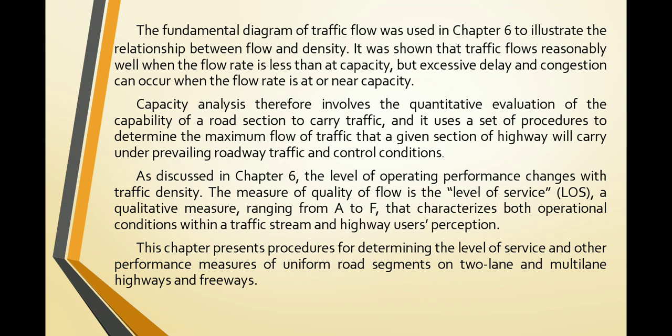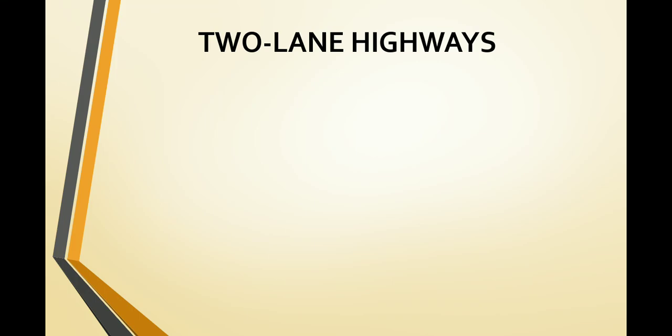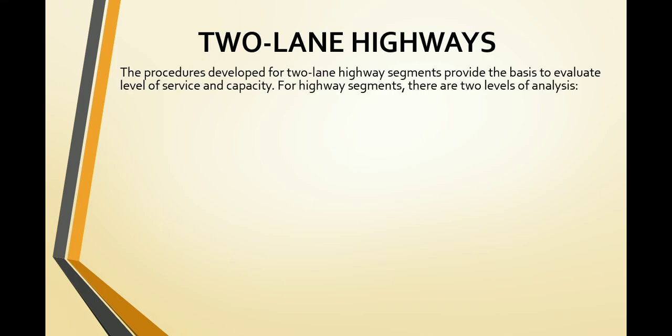This chapter presents a procedure for determining the level of service and other performance measures of uniform road segments on two-lane and multi-lane highways and freeways. Two-lane highways. The procedures developed for two-lane highway segments provide the basis to evaluate level of service and capacity.